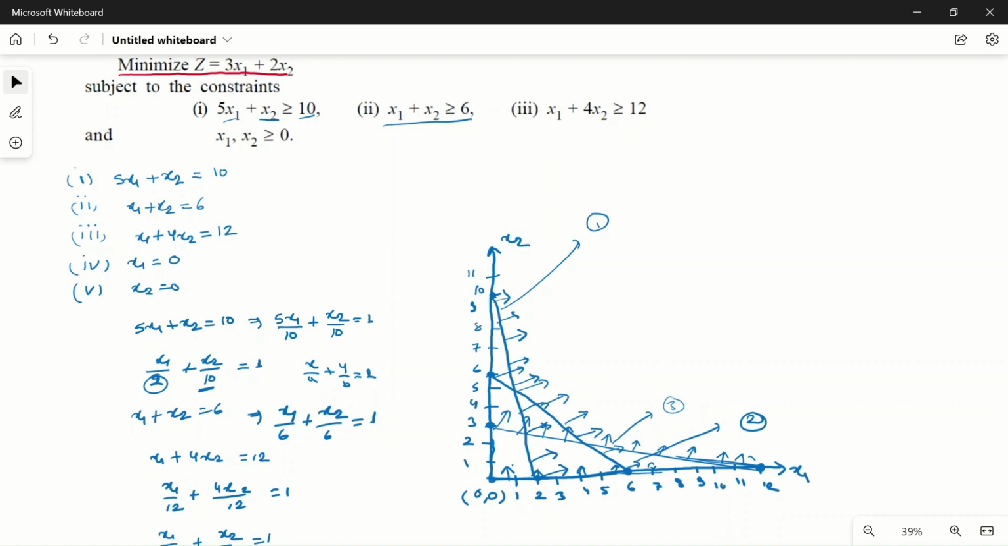So what area is common in all the conditions? This area, you can see, is common for all. So this is our feasible region. It means if we choose any value from this region, then it will satisfy our constraints.